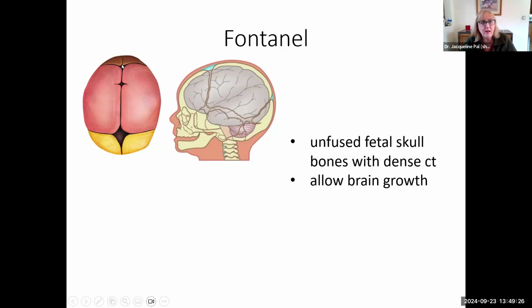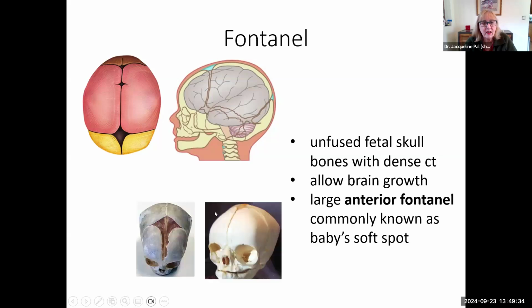There are multiple of these fontanelles, but there's one I want to talk about, and that is this one right here, which can clearly be seen here. This large one is known as the anterior fontanelle, so learn this term. This is commonly known as the baby soft spot right here, and it typically goes away by the time the baby is about 16 months of age.